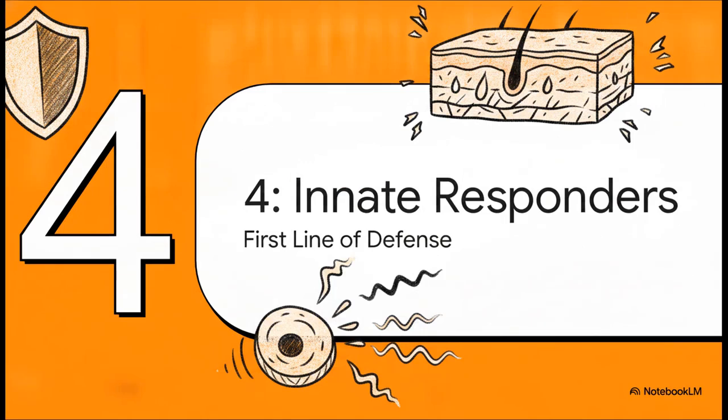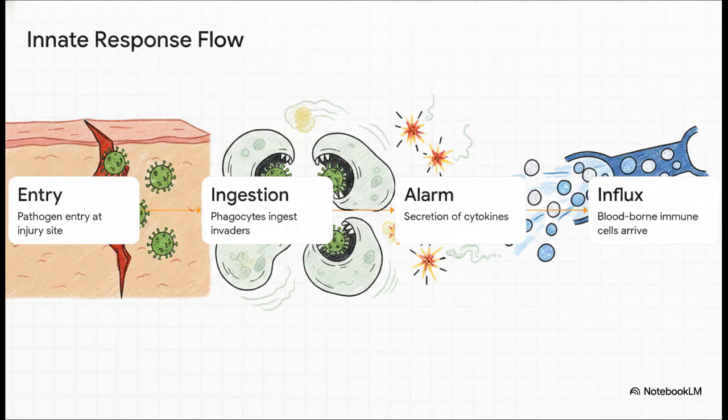Let's move to Section 4. Inflammation, your internal first line of defense. When that rapid innate system kicks in, it uses a perfectly coordinated sequence we all know as inflammation. Here's how it flows. Following a tissue injury, inflammatory chemicals are immediately released. This causes vasodilation, which just means your blood vessels widen, and it increases capillary permeability, making them leaky.